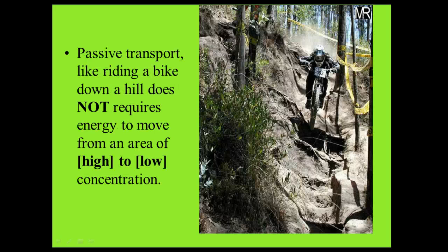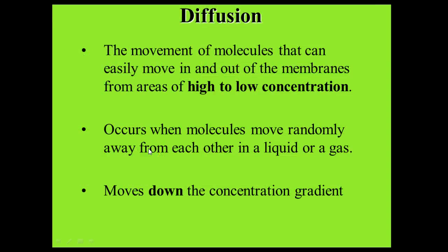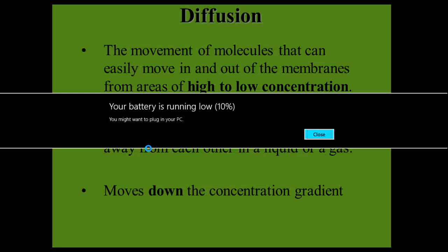And when I'm talking about high to low concentrations, that's exactly what's happening here, guys. Here we have diffusion. This is the movement of molecules that can easily move in and out of membranes from areas of high to low concentration. It occurs when molecules move randomly away from each other in a liquid or a gas. And when we talk about this, we're talking about diffusion when it moves down the concentration gradient, okay?